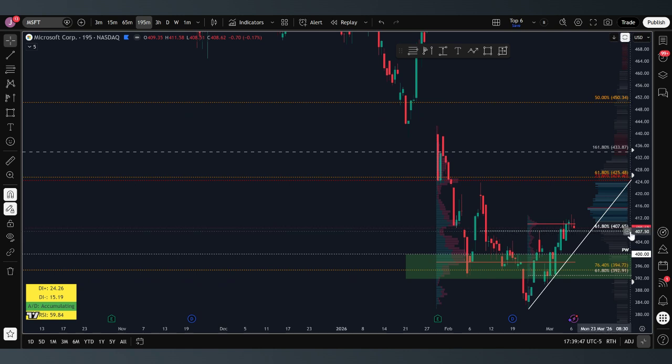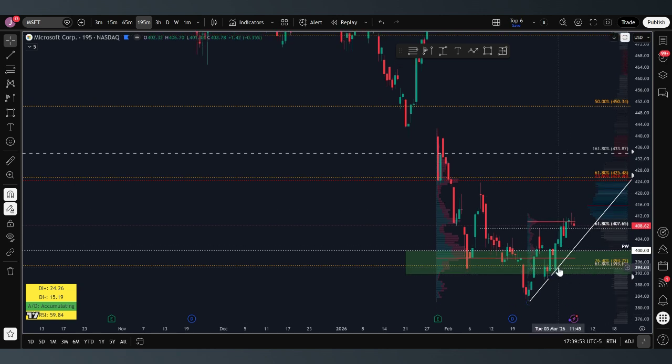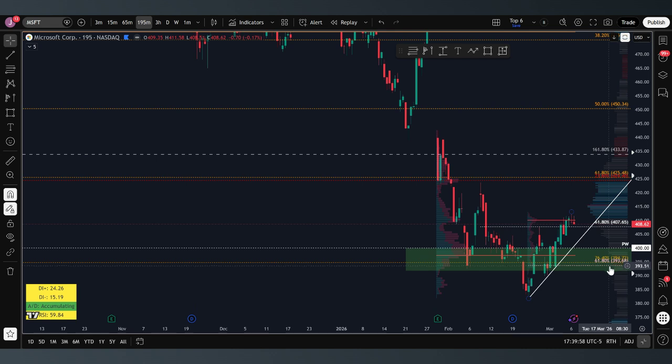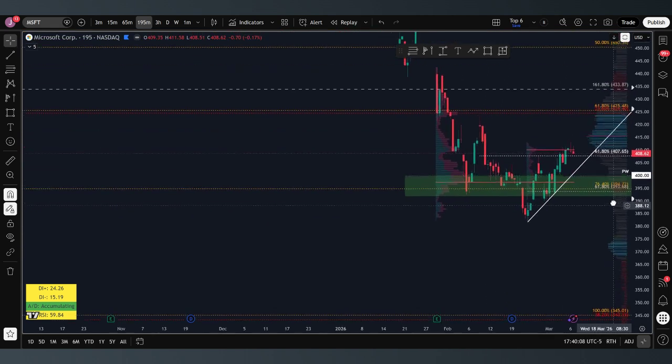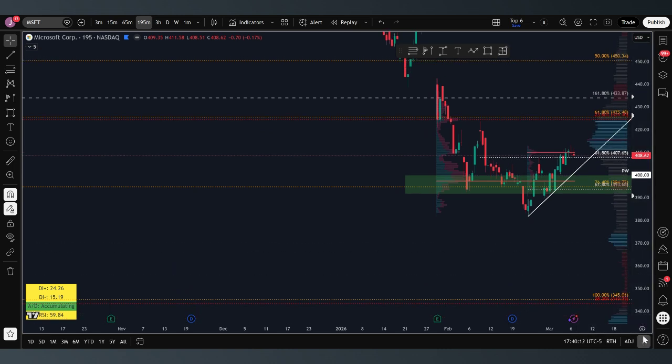Failure of 407.65 does offer test back down into the supportive area here that's flagged as pretty much 393 up into 400, where that put wall resides here on Microsoft, and then the aforementioned 74, and then the trailing 61.8 is also there at 394. So decent cluster of supports down here. If we were to lose that, then it would open up range quite a bit lower to 370 and then potentially 345, but for now that seems to be holding steady.